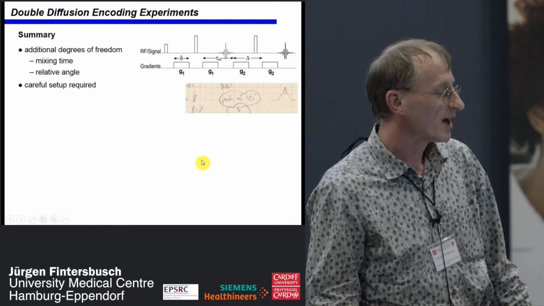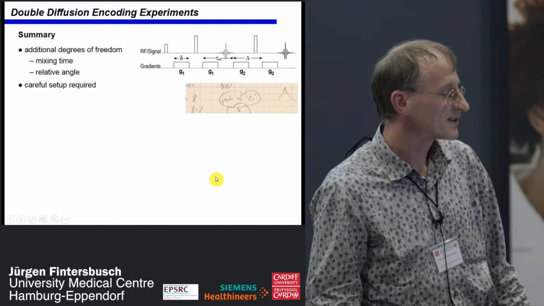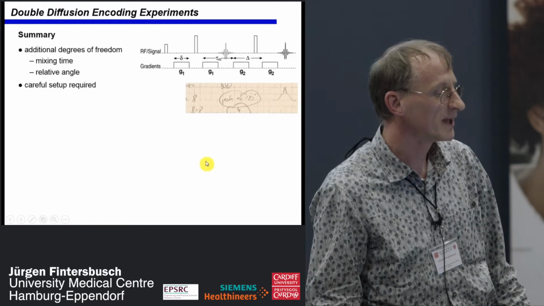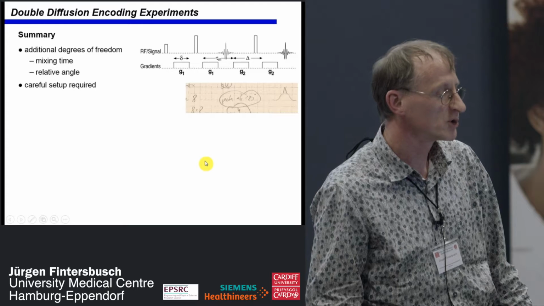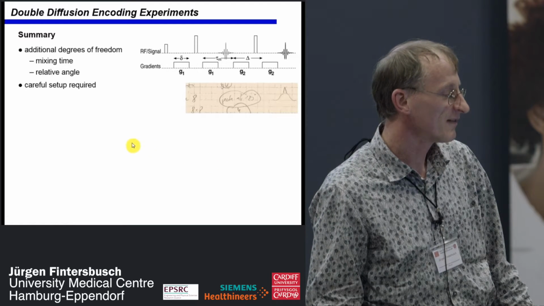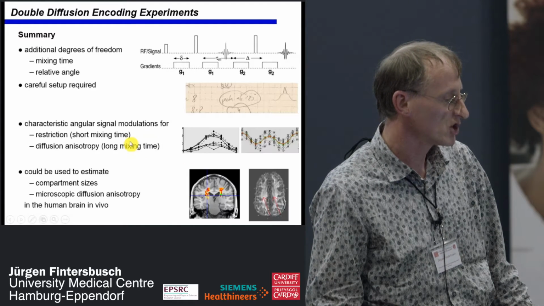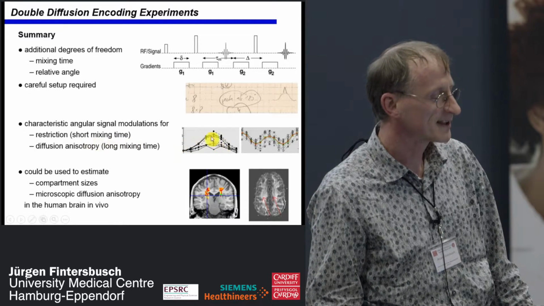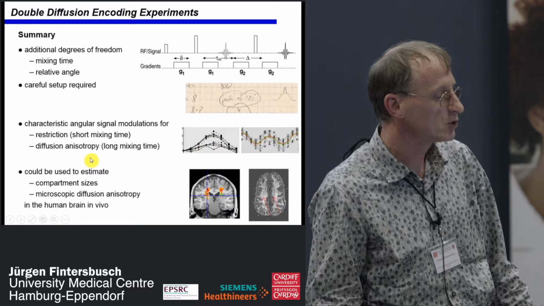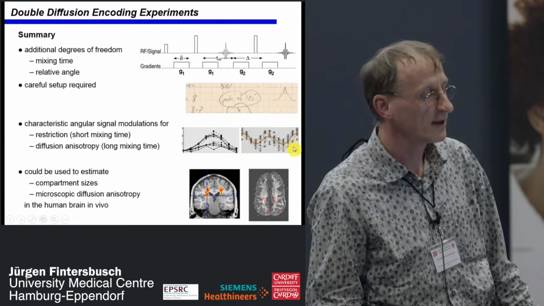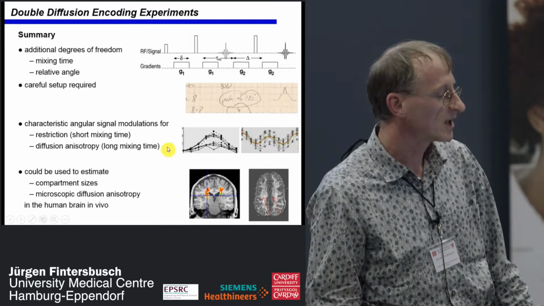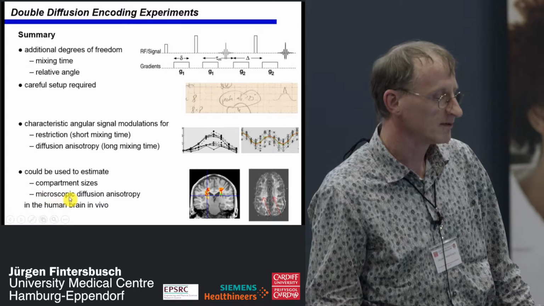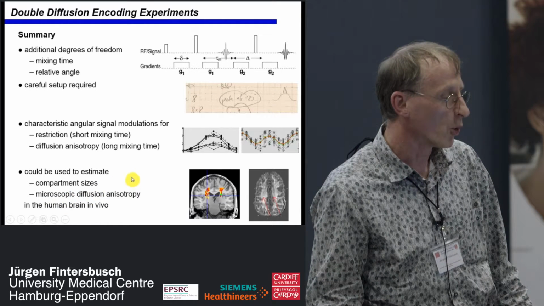So we have the double diffusion encoding that offers additional degrees of freedom, the mixing time and the relative angle between the two diffusion weightings, which requires a quite careful setup to be sure that you do not have artifacts or strange signal modulations. There are characteristic angular signal modulations for restrictions at short mixing times, the bell-shaped modulation, and for diffusion anisotropy at long mixing times, the W-shaped modulation. And these techniques could be used to estimate compartment sizes in the human brain or microscopic diffusion anisotropy, which is maybe more interesting.